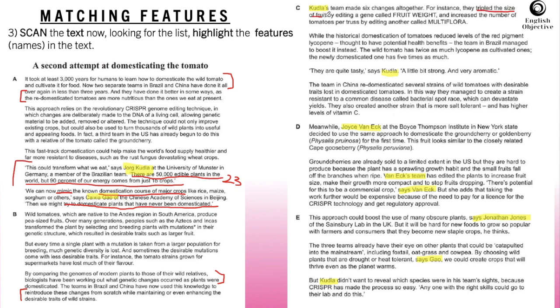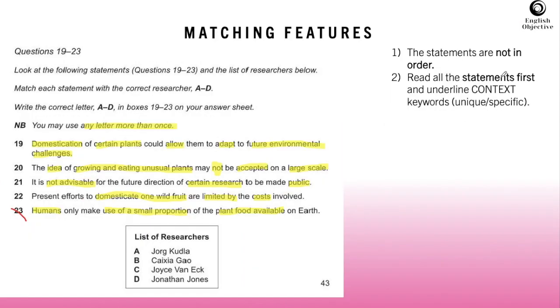For instance, they tripled the size of fruit by editing a gene called fruit weight and increased the number of tomatoes per truss by editing another. While the historical domestication of tomatoes reduced levels of the red pigment, the wild tomato had twice as much, and the newly domesticated one has 5 times as much. Okay, they're quite tasty, said Cutler, a bit strong and very aromatic. Okay, fair point. Let's see if something rings a bell. Something about the taste.